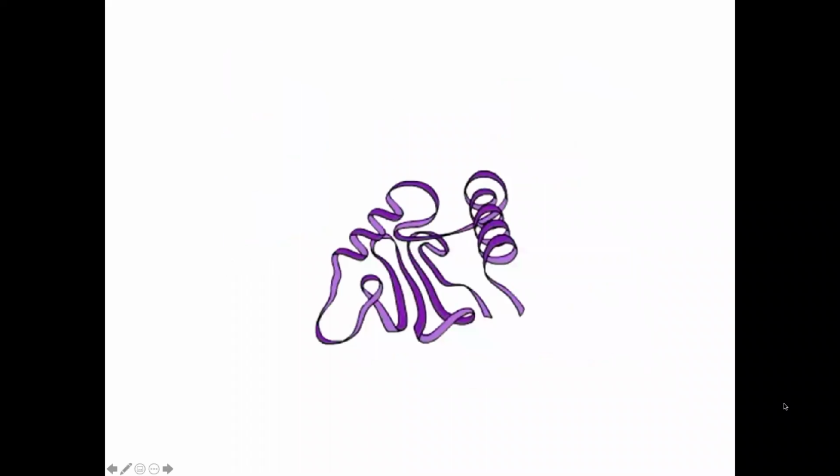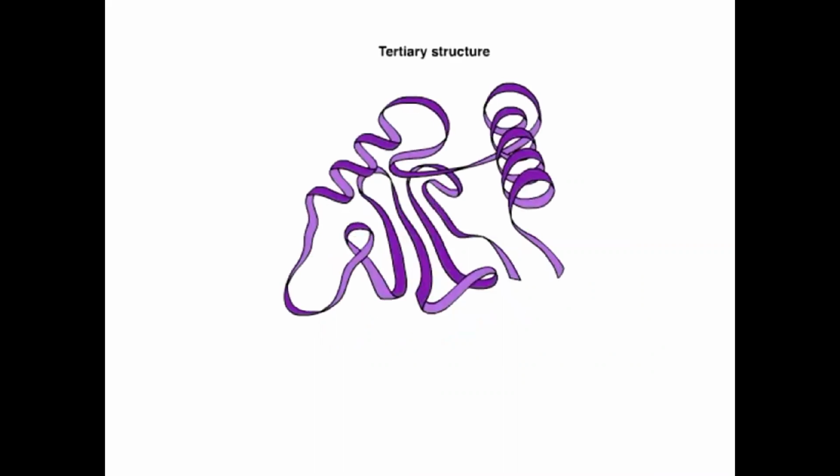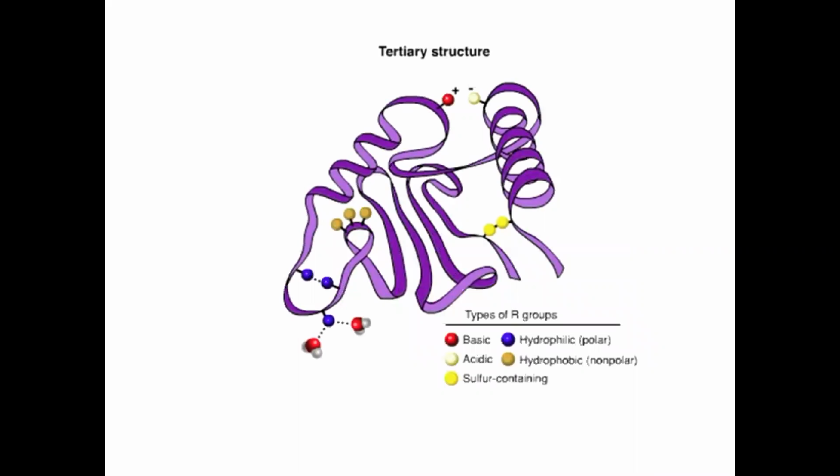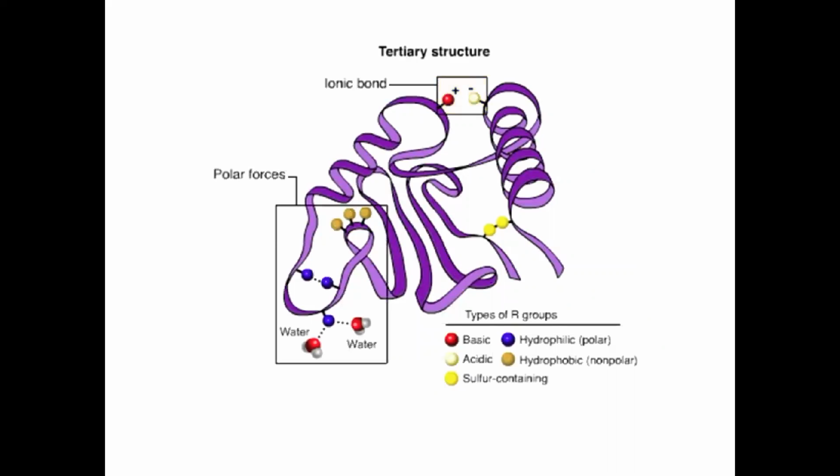Superimposed on primary and secondary structure is tertiary structure, irregular loops and folds that give the protein its overall three-dimensional shape. The irregular folding of tertiary structure results from interactions among the R groups of amino acids. Acidic and basic R groups ionize, and these positively and negatively charged groups may form ionic bonds. Polar forces also contribute to tertiary structure.